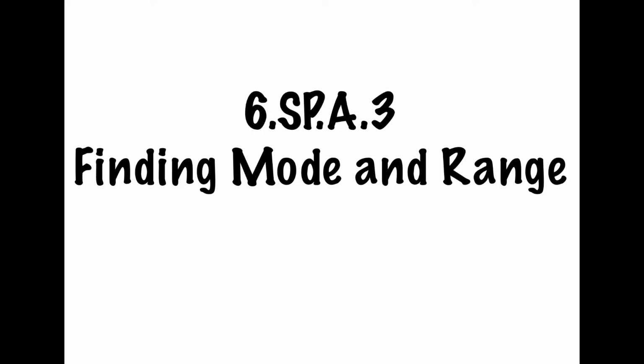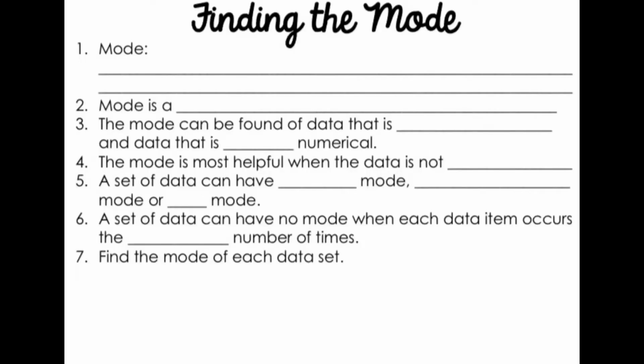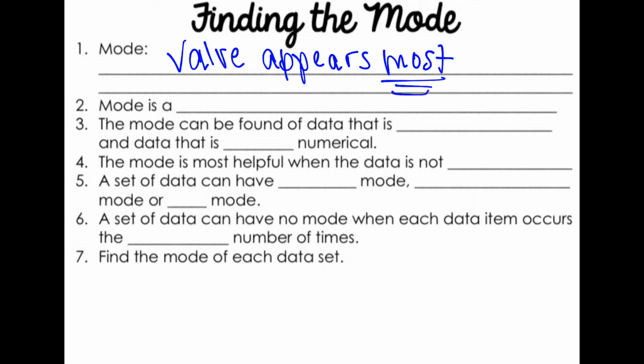Today we are going to be finding mode and range. Finding the mode. Mode is the data value that appears most. It is our value that appears most. Our keyword here is most. Mode means the same as most.